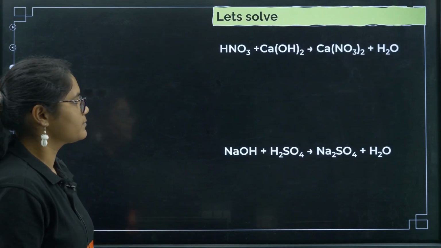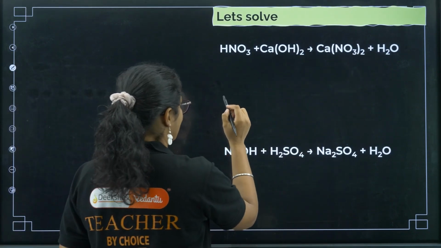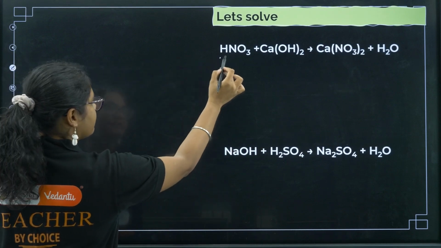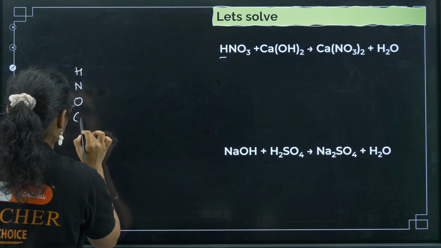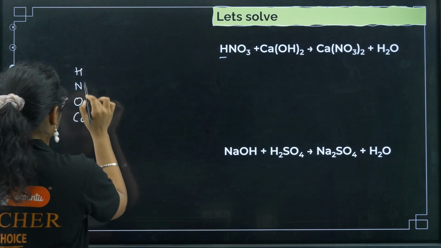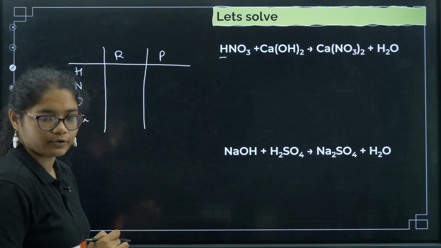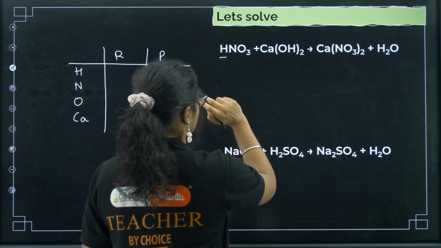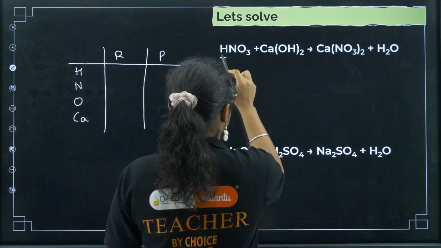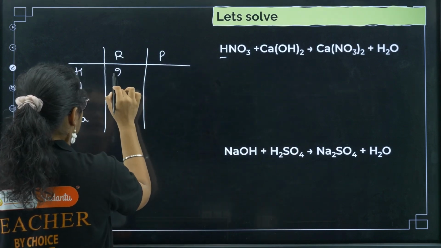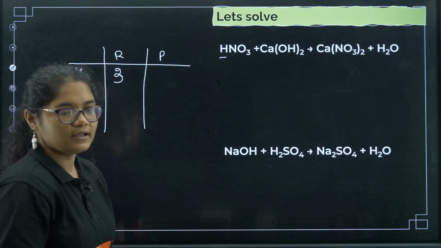Let us try some questions here. You have been given one example here. First let us calculate the number of atoms. You have H, then N, next oxygen, then calcium. I think these are the elements present. Now if I write reactants here and products here, if you see hydrogen this side 1, and this is OH twice, right? So that means 2 hydrogens are present here. So this side 1 and this side 2, total I have 3 hydrogens on the reactant side.